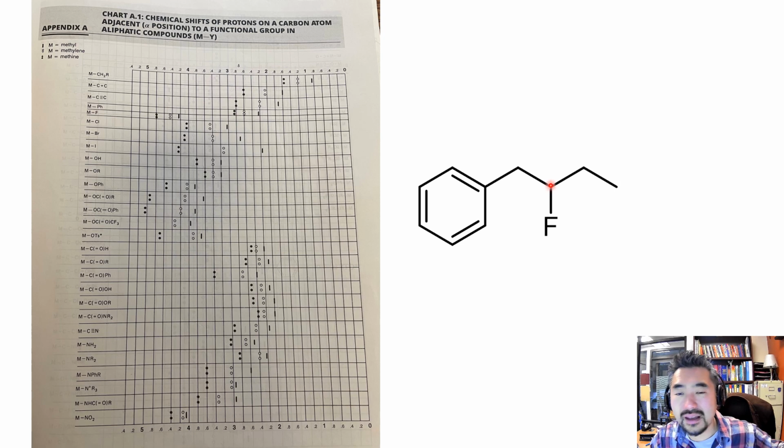Now, what about this methine? Hopefully you recognize that as a methine CH group, right? So that is not only attached to alkyl groups, but the most important group that it's attached to, or I should say most influential group that it's attached to, is fluorine. So you would look for that. Here's a methine attached to fluorine, right? So the chemical shift you would expect is somewhere around 4.8, okay? Right there in the table.